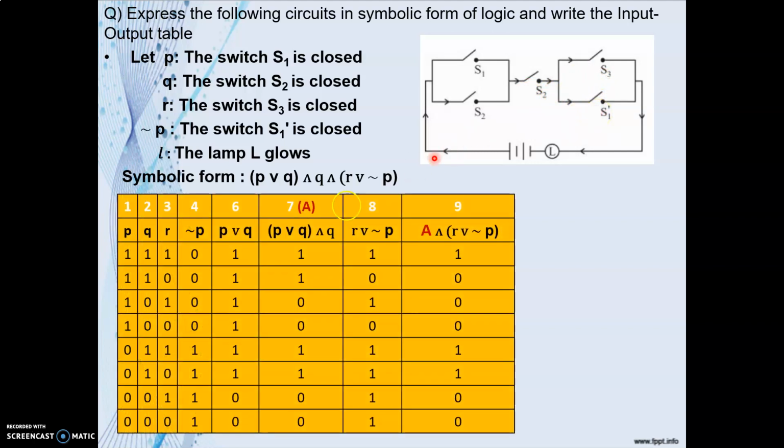The table you can write like this. So P, Q, R, so 8 rows, negation P, then P or Q, then P or Q and Q, then R or negation P you have to find out, then you have to complete like this. So here again I have given A for this statement pattern. Now in the ninth column I have just applied that.